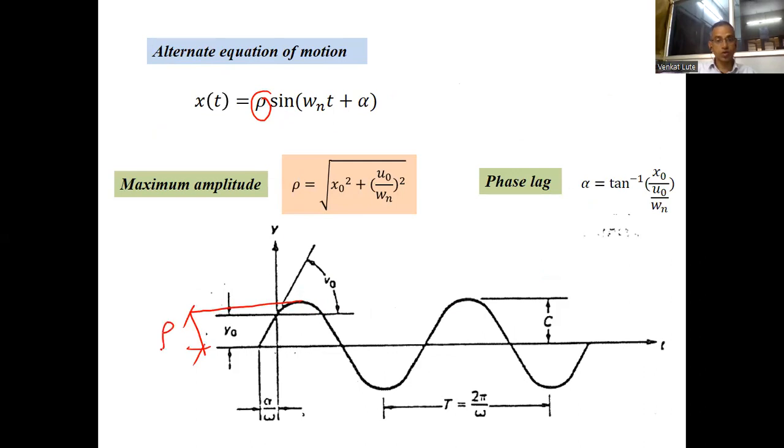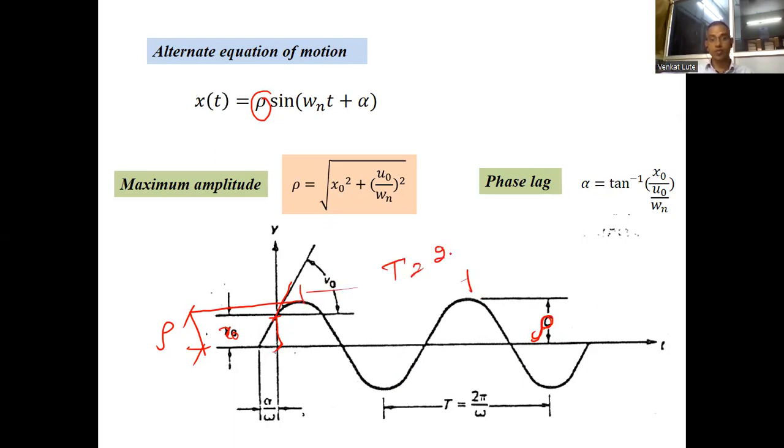This distance is rho, the maximum amplitude. x naught is the initial displacement, u naught is the initial velocity, which is known to us. So the initial displacement is your x naught here, and when you draw a tangent at t equal to 0, I get the slope, that is nothing but the initial velocity, right?